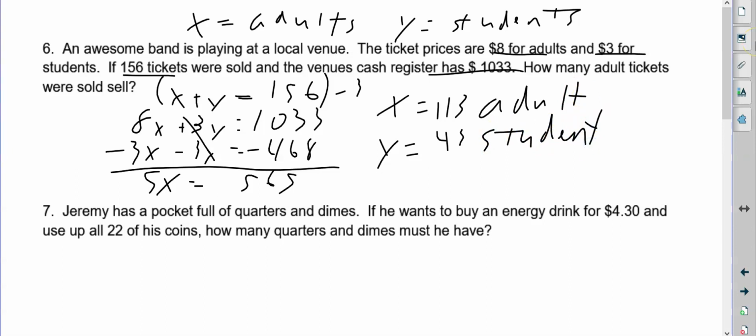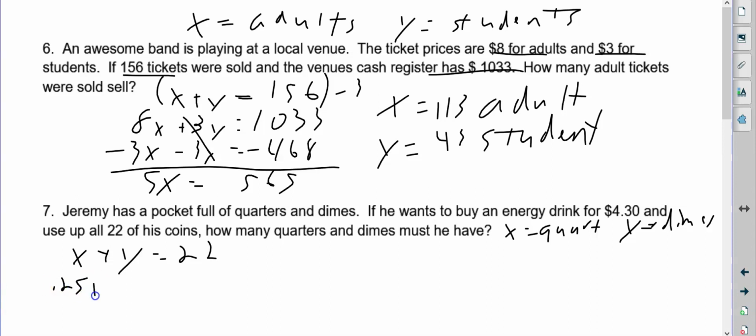Okay, so we have a coin collection again. We have quarters and dimes. So we'll go with X is quarters and Y is dimes. So X plus Y equals 22. Number. Value of quarters. Value of dimes. Total value.